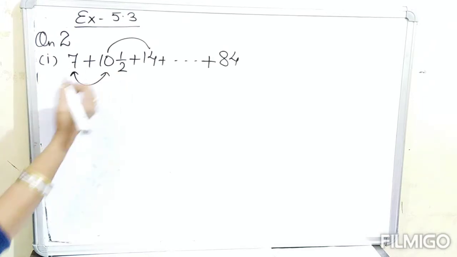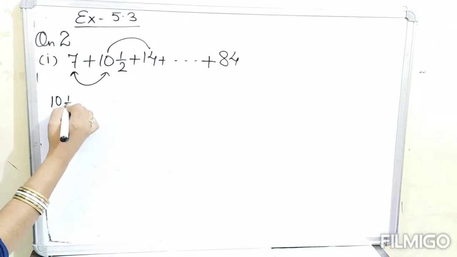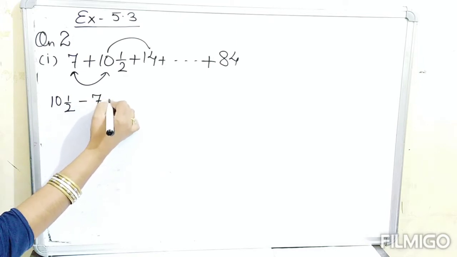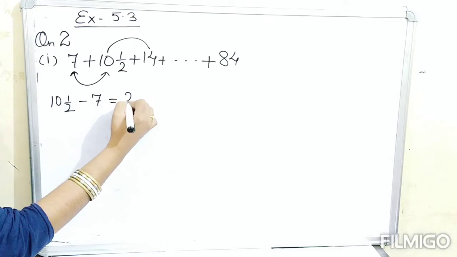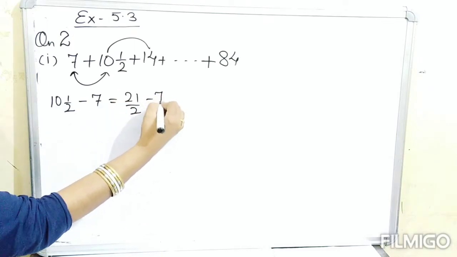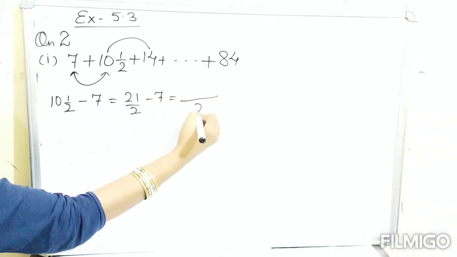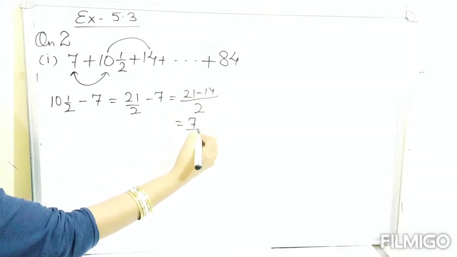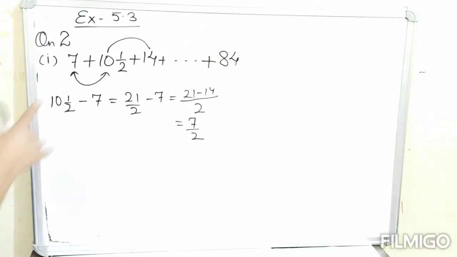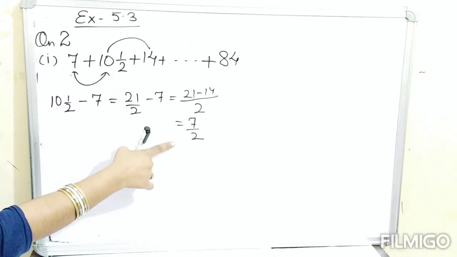For the first difference, that is 10.5 minus 7. I can write 10.5 as 10 twos are 20 plus 1, 21 by 2, minus 7. Taking the LCM, 21 minus 14, and that is 7 by 2. So the difference of the first two terms is 7 by 2.